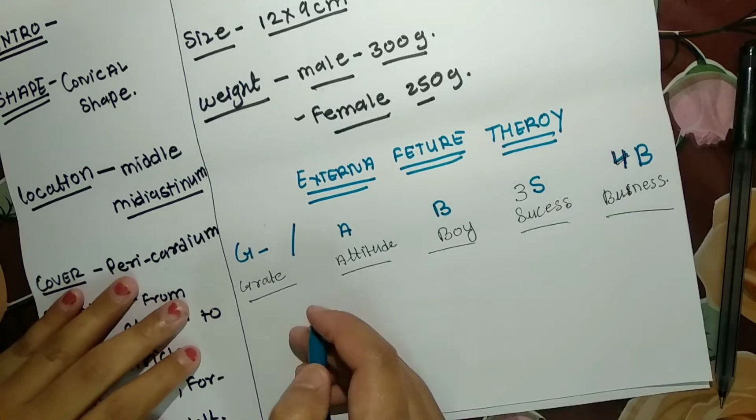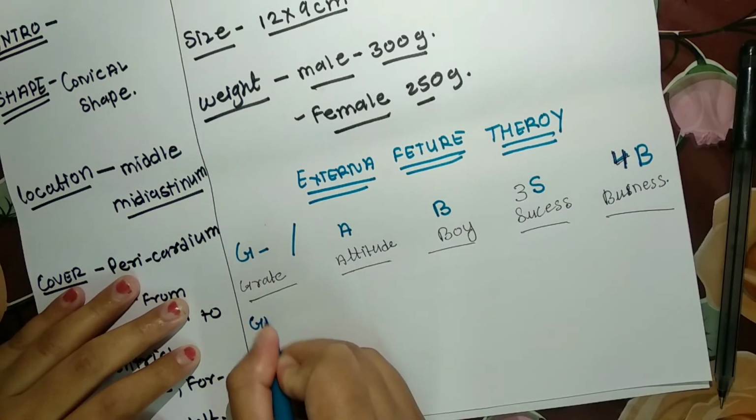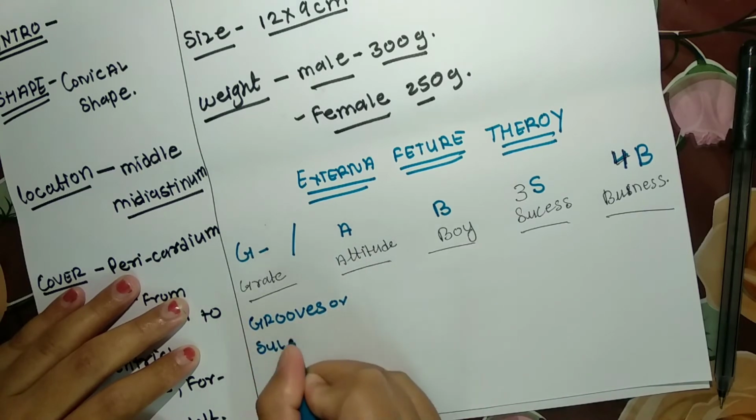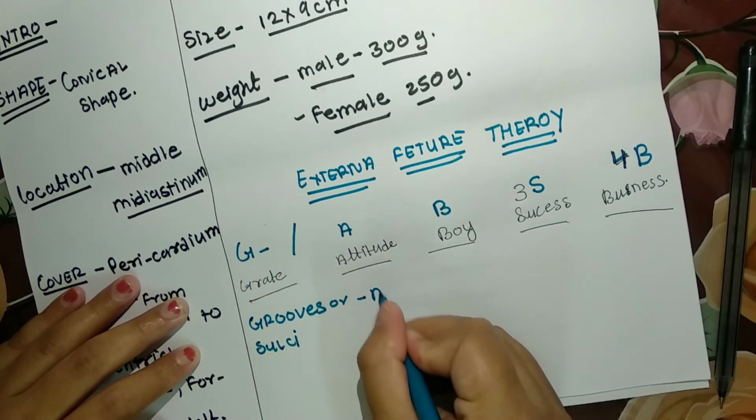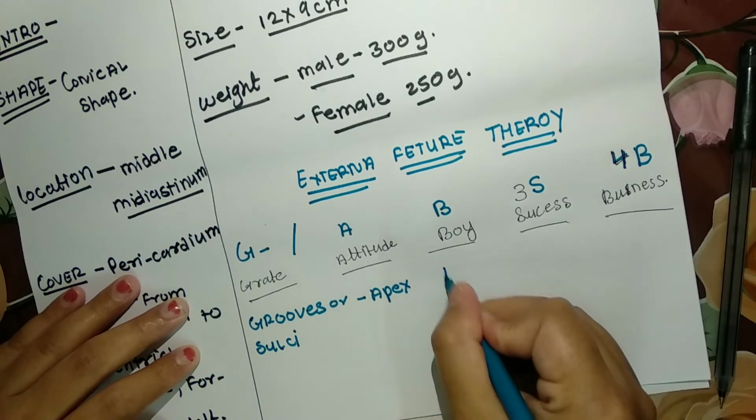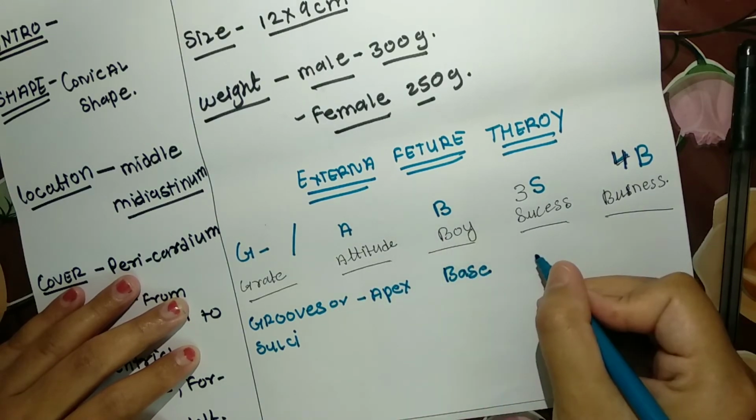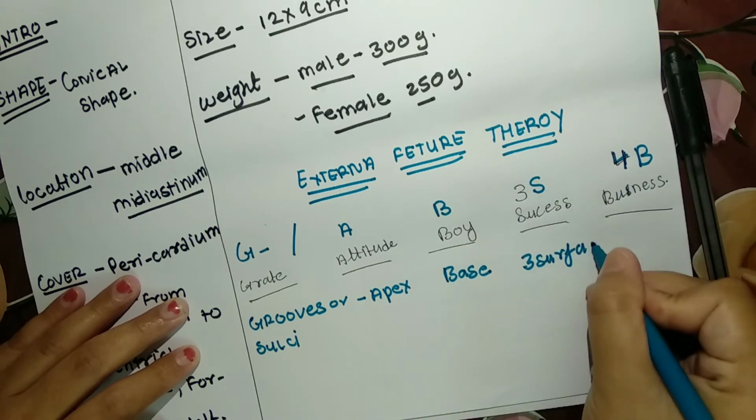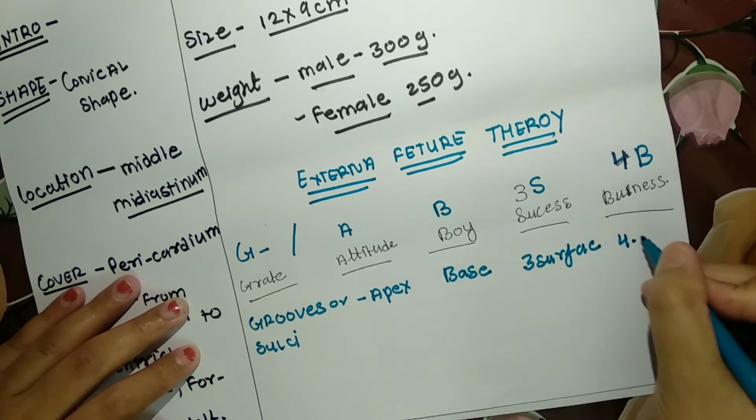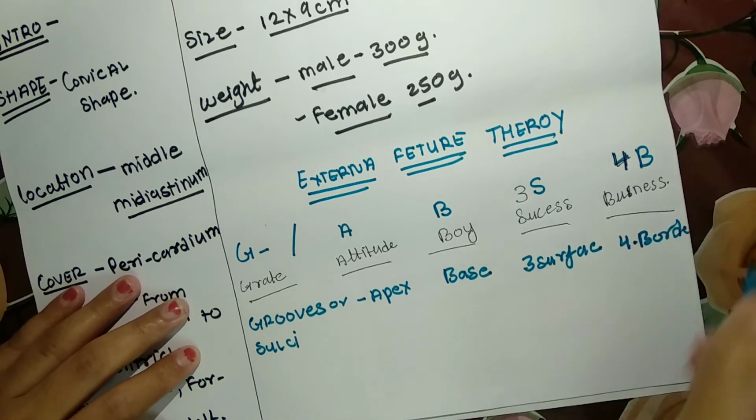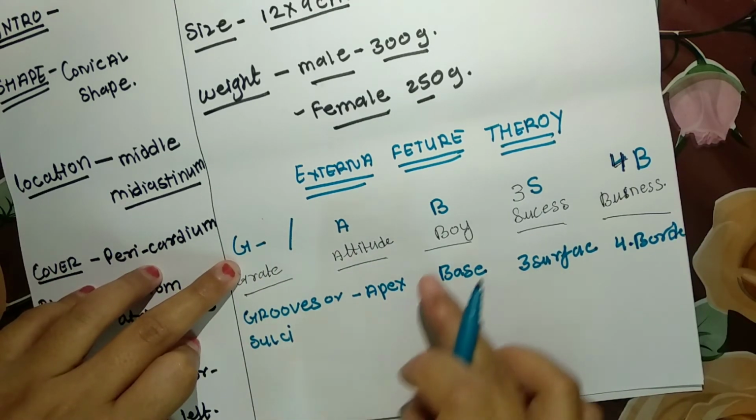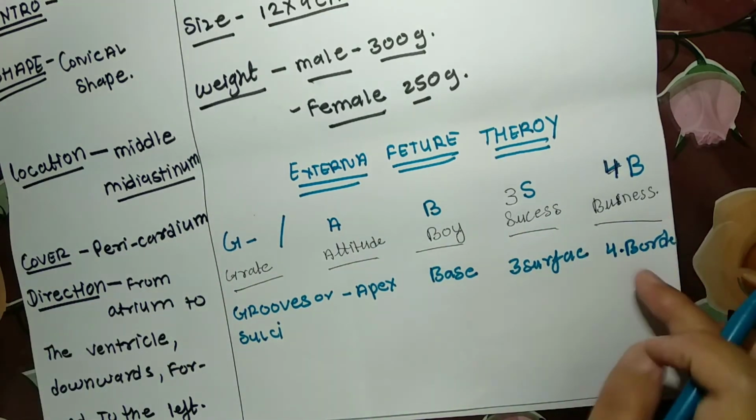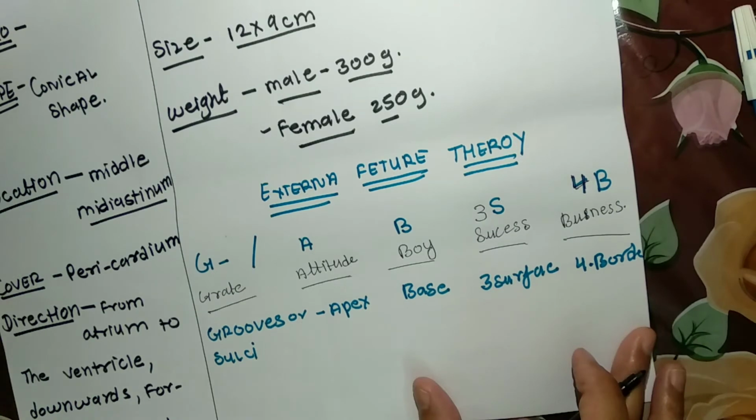G is for grooves or sulci. A is for apex. B is for base. S is for surface. How many? 3 surfaces. And 4 for border. External features: grooves, then apex, base, surface, and border. 4 borders, 3 surfaces.